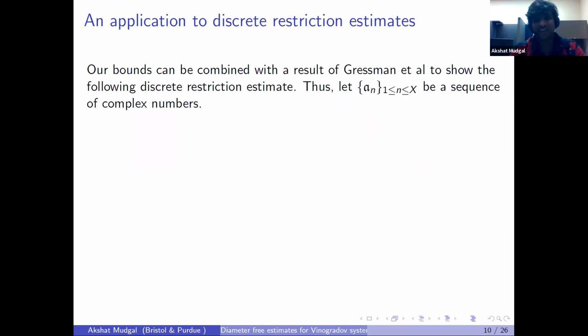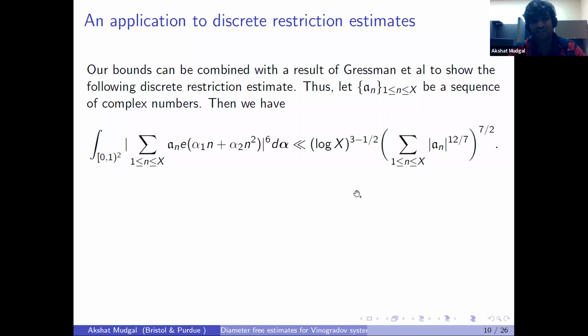So as before, we'll take a_n to be a complex sequence, and we'll consider this 2s moment here. We're taking s to be 3. So we have the 6th moment. And now instead of X to the power epsilon, we have a power of log X, which is better than e to the power log X by log log X. But instead of the L2 norm, we have a 12 by 7 norm. So you gain something over the X to the power epsilon, but you lose something in the sense that you have to resort to a weaker norm.